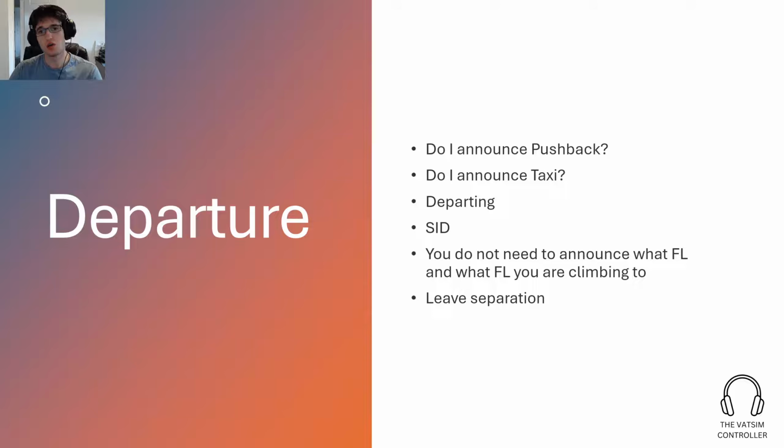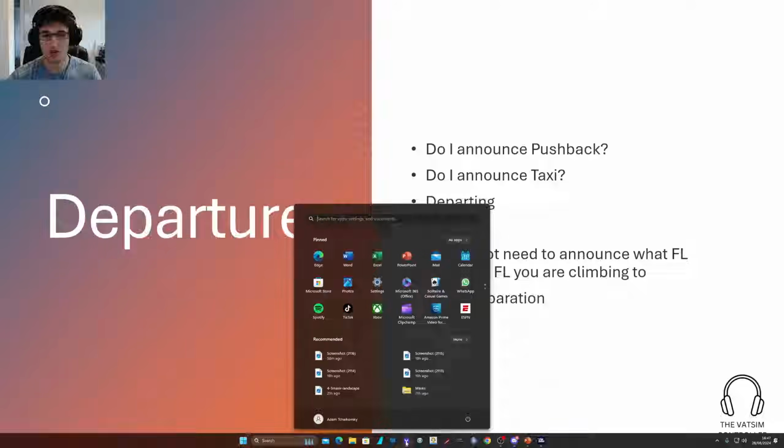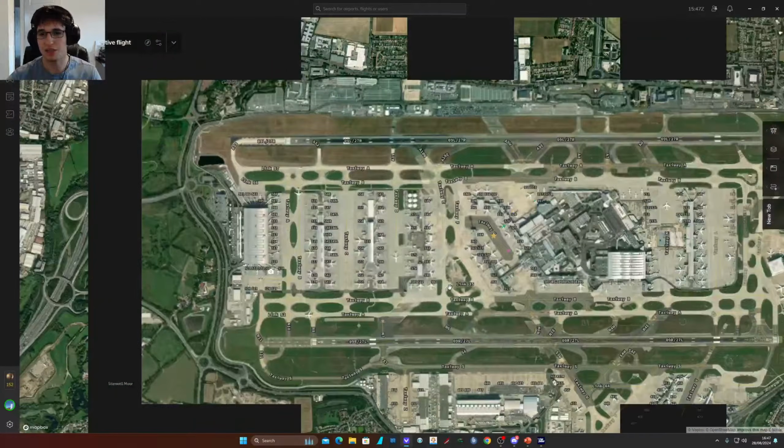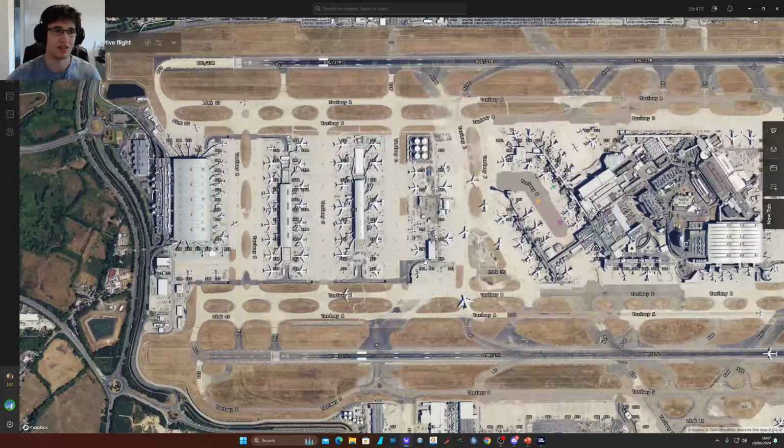of those. So the first questions I get a lot is, should I announce pushback and should I announce taxi? The answer for both of those questions is it depends. And I know that's not helpful, but we're going to go and have a look at that slightly now. So should I announce pushback? We're going to go onto here and we're going to go on to Volanta. We're going to open up Volanta and I'm going to be using this map of London Heathrow here just to help a little bit with this explanation.